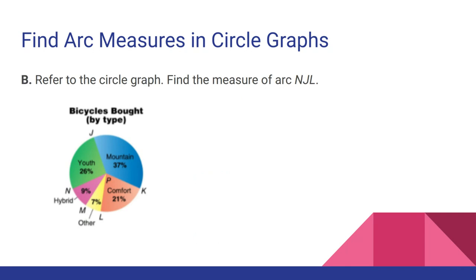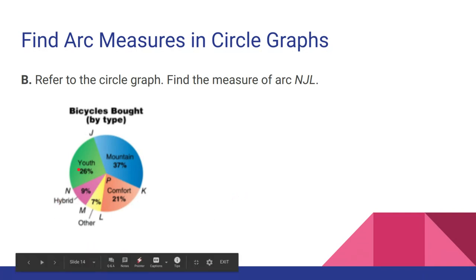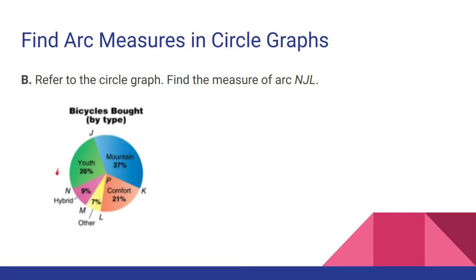Similarly, we have another example where now we're finding the measure of NJL. So we're starting at N, working our way around the entire circle. So starting at N, moving over to J, and finishing off right at L. So we have this whole piece of the circle right here that we're working with.